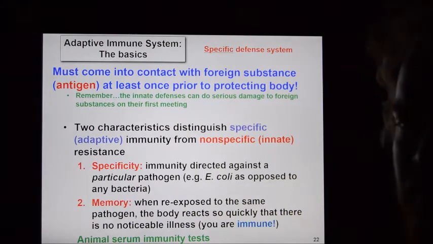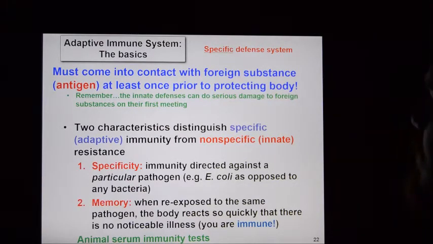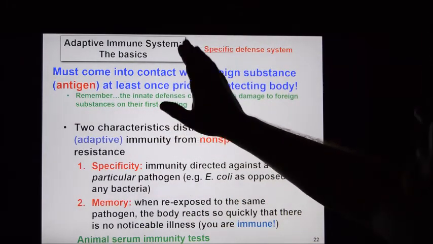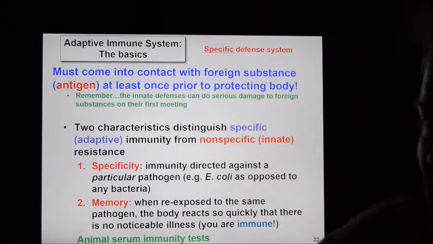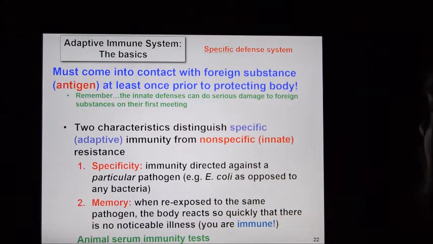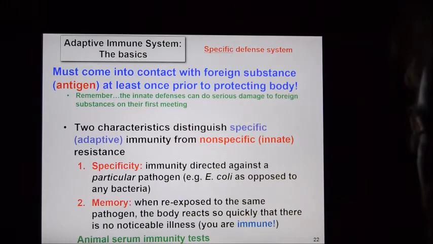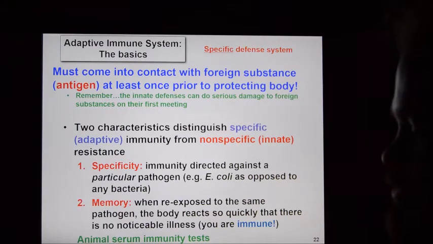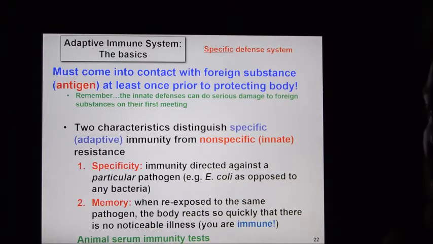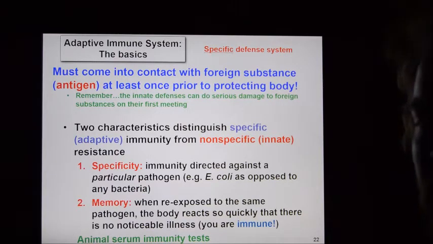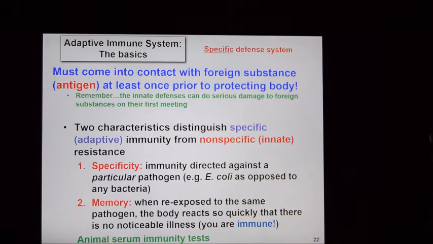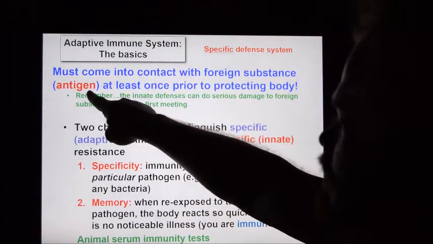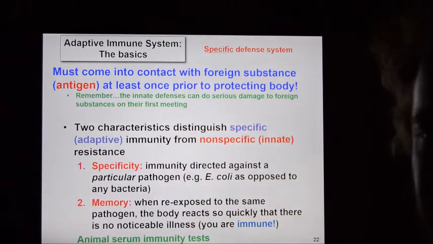For this to work, there has to be a first step. And the first step is that your body, your adaptive immune system, must come into contact with whatever foreign substance it is prior to having the capacity to protect your body. Your immune system starts out what we call naive. And then when it's exposed to specific pathogens, it will learn them and be capable of defending you without your conscious knowledge. When we say coming into contact with foreign substances, what we're really talking about are antigens.